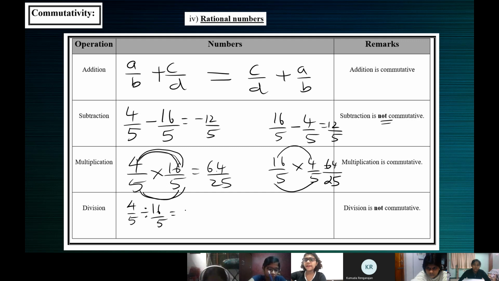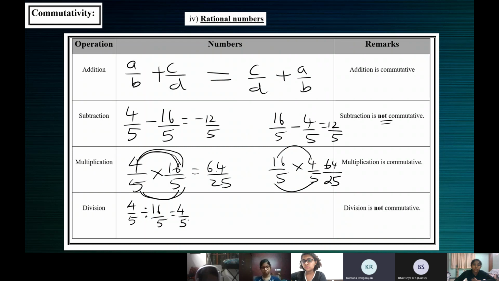Ma'am, what should I write? 4 by 5 divided by 16 by 5? Ma'am, we should cross multiply, ma'am. Ma'am, we should cut 5 and 5 and divide 4 and 16, ma'am.